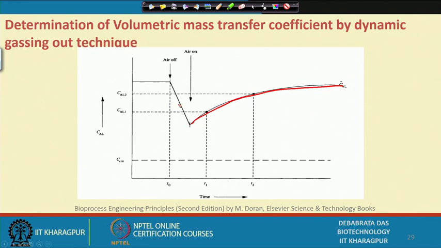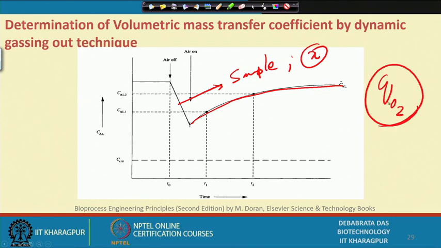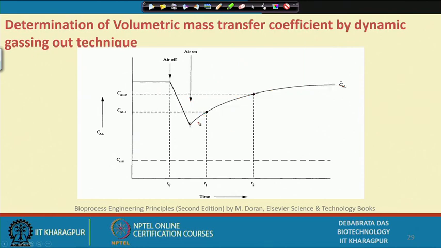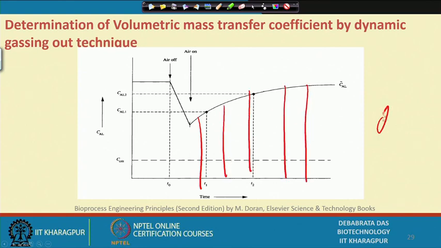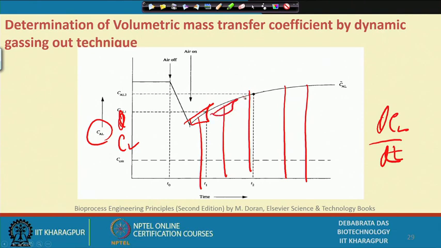Now, here if you draw a sample and find out the cell mass concentration, then you can easily find out QO2. What is QO2? That is the specific uptake of oxygen by the cell. And at different points you can find out dCl by dt, because this is Cl. If you take a slope here, any slope is nothing but dCl by dt. So, you can easily find out this slope.